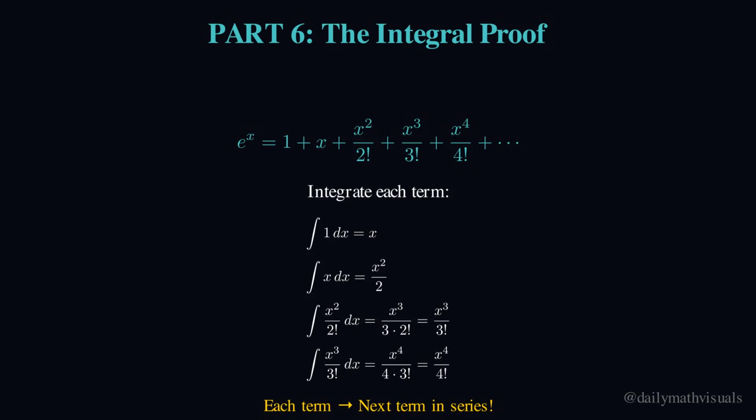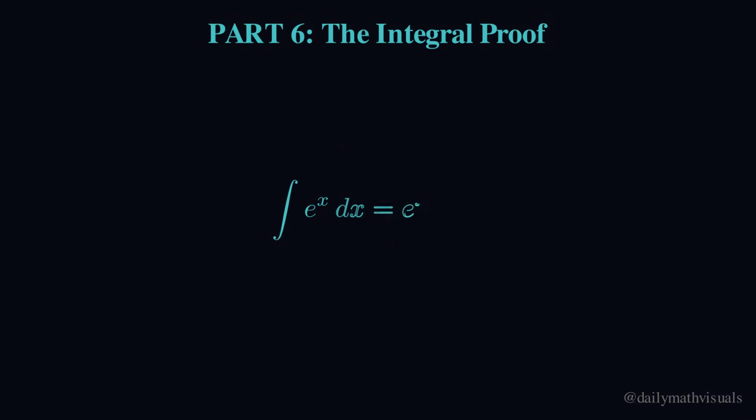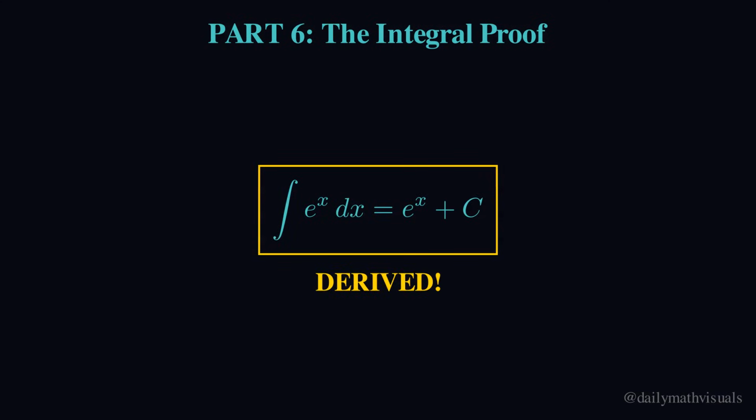The series shifts right. So when we add them all up, we get a constant c plus x plus x^2 over 2 plus x^3 over 3 factorial, and so on. Notice this is e^x, but missing the leading 1. So we have c plus e^x minus 1. But since c is an arbitrary constant, we can absorb the minus 1 into it. c minus 1 is just another constant. Therefore, the integral of e^x equals e^x plus c, rigorously derived.